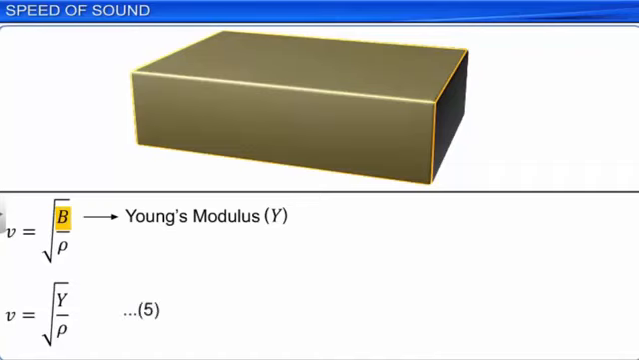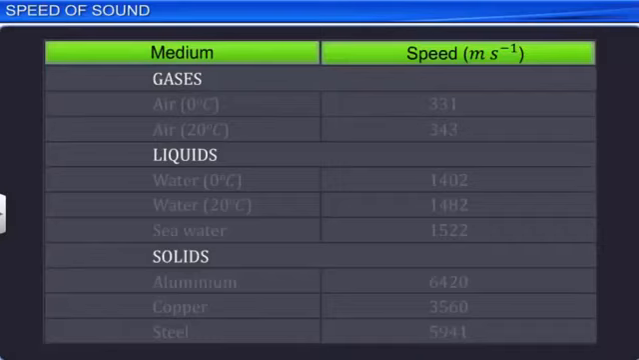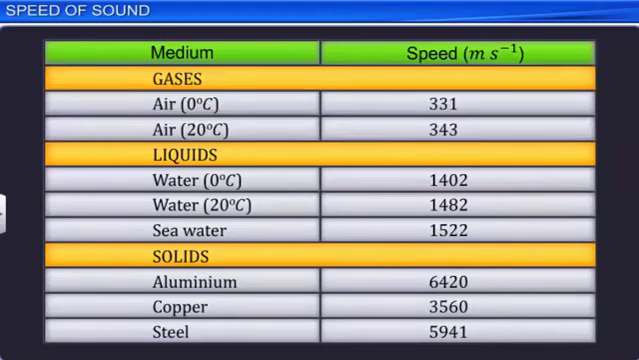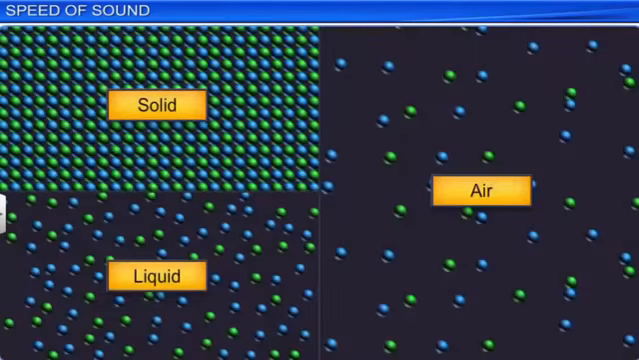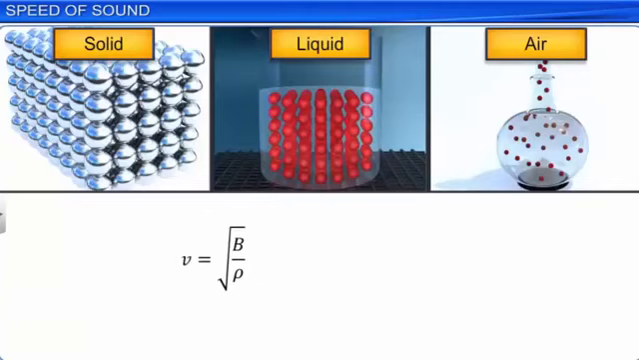The table shows the speed of sound in various media. From this table, we find that the speed of sound in liquids and solids is higher than in air. The reason is that the densities of liquids and solids are higher than the density of air. Liquids and solids are less compressible than air and therefore have a greater bulk modulus, resulting in a higher value of B by rho.